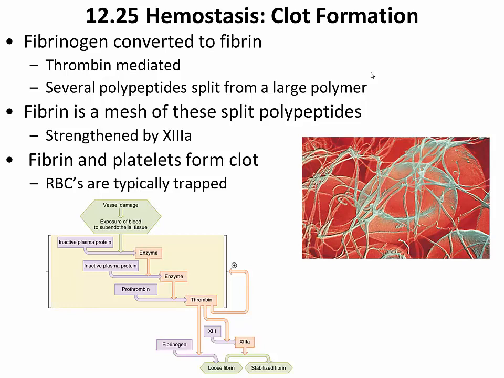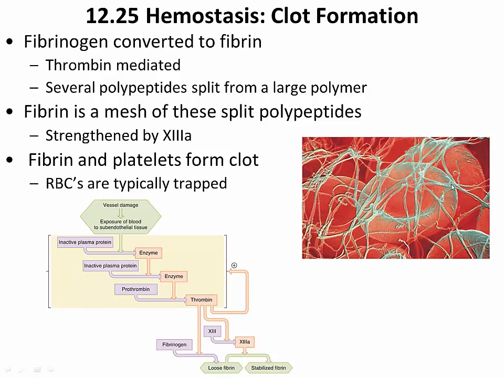Various formed elements of the blood, erythrocytes are pictured in this diagram, are trapped in this mesh-like web, and this constitutes our blood clot. So we want to ask the question, how do we initiate the formation of thrombin and therefore the conversion of fibrinogen into fibrin?